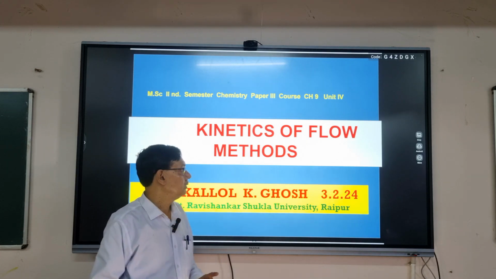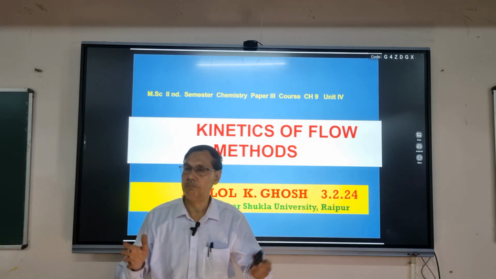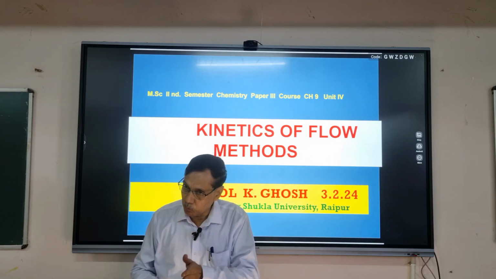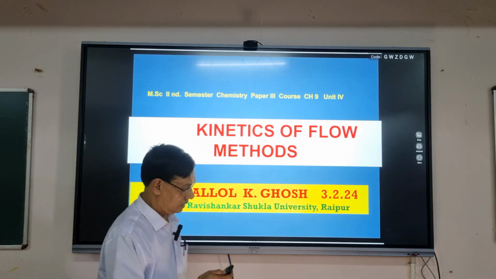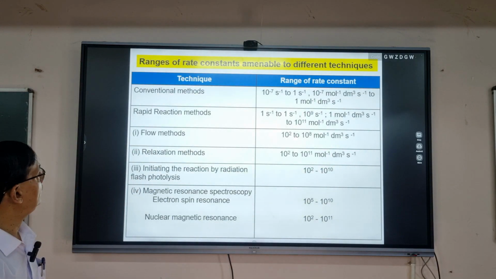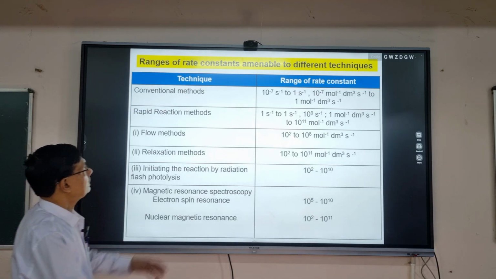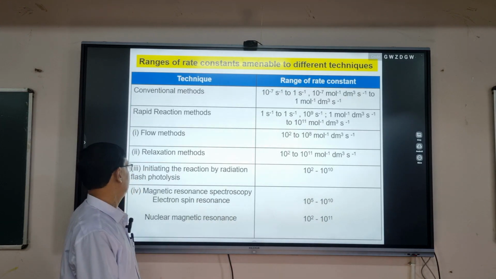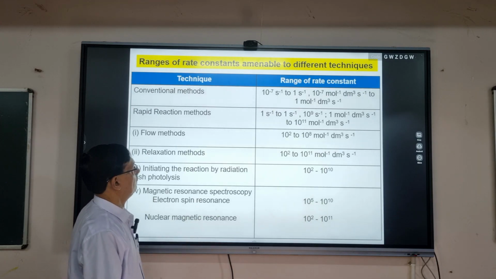Although this is a very important method, there are two types of flow system, one is continuous flow, another is the stopped flow. But I will explain today only continuous flow. Now, before going into details of that method, I am just showing you a table so that you can understand, for different types of rate constant, which method is very suitable.